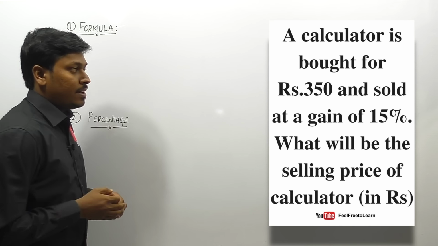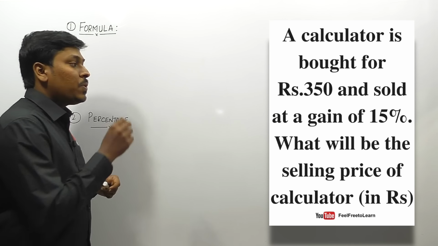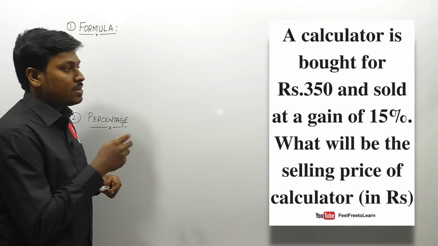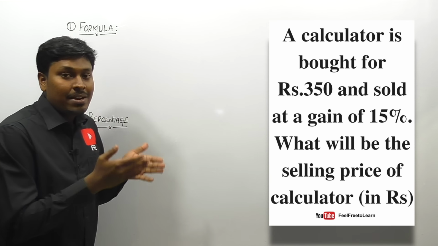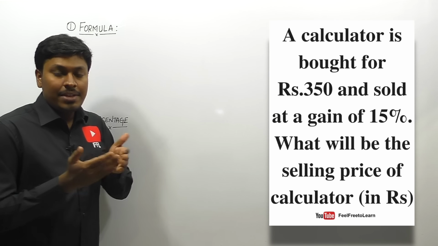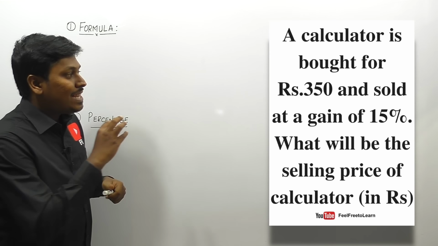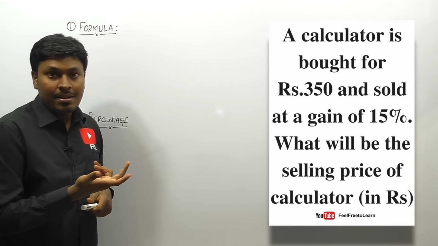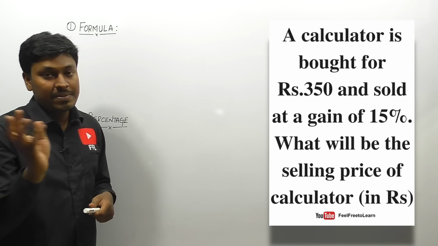Question number 5. A calculator is bought for rupees 350 and sold at a gain of 15%. So what will be the selling price of the calculator? So friends, first of all, a calculator is bought for 350. If it is bought for 350, then we can say that cost price will be 350. And he decided to sell the same calculator at a gain of 15%. So we need to find what is the selling price of the calculator.